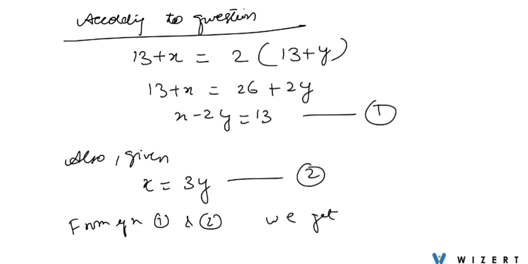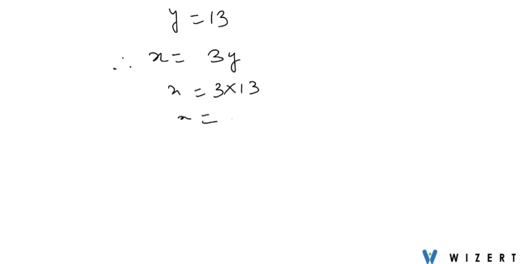Let us substitute the value of x as 3y in equation 1. So 3y minus 2y will become 13. Hence we obtained y as 13. So y is 13, therefore x is 3 times 13, which is equal to 39.